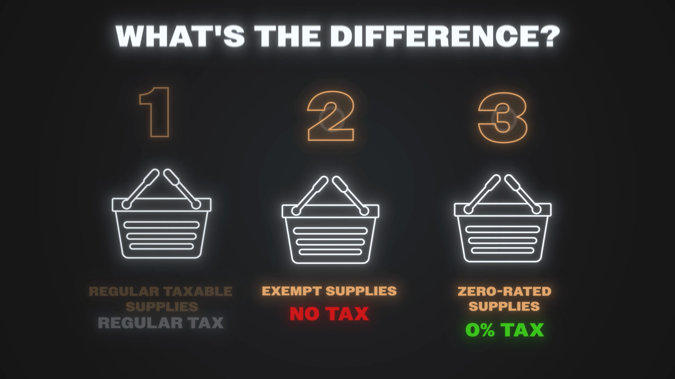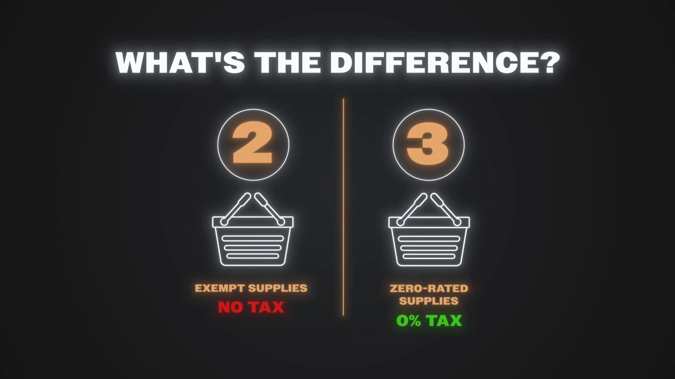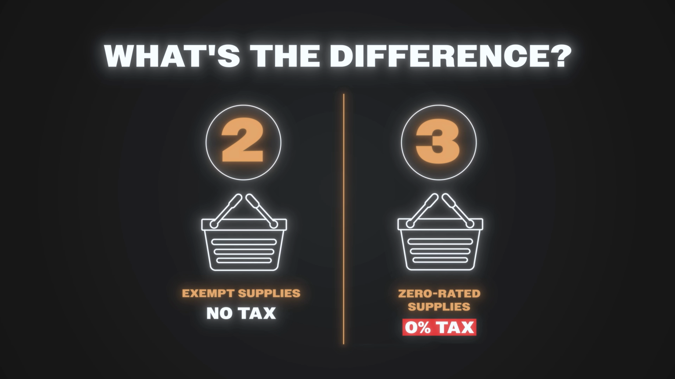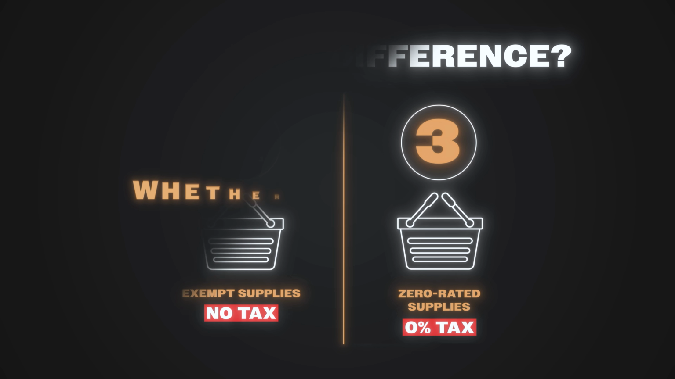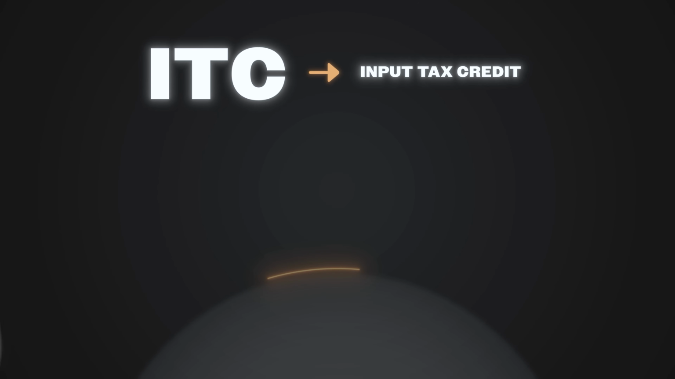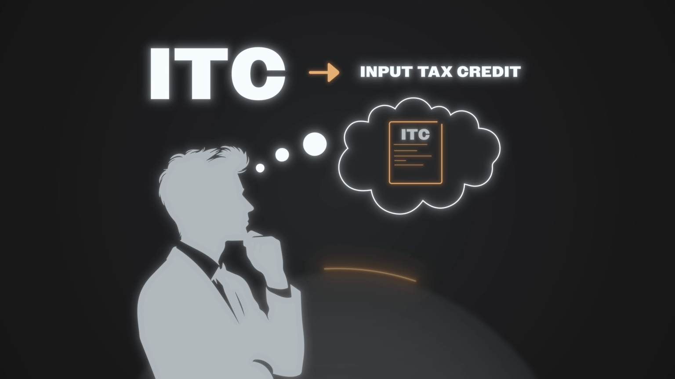Now, you might ask, what's the difference between exempt and zero-rated supplies? Same thing, right? No sales tax. But there's a big difference between zero-rated and exempt supplies, and the difference is whether you claim ITC on those supplies. ITC stands for Input Tax Credit, and it's an extremely important abbreviation to keep in mind.